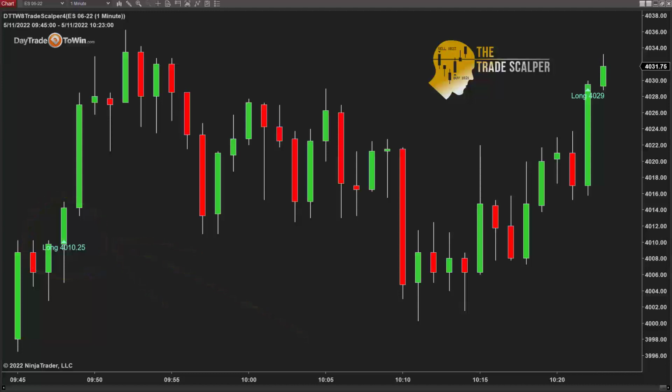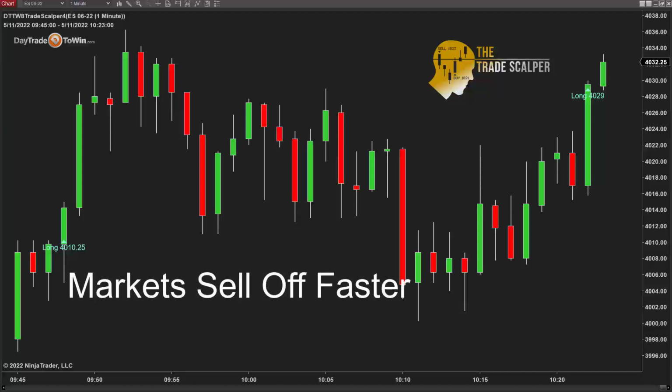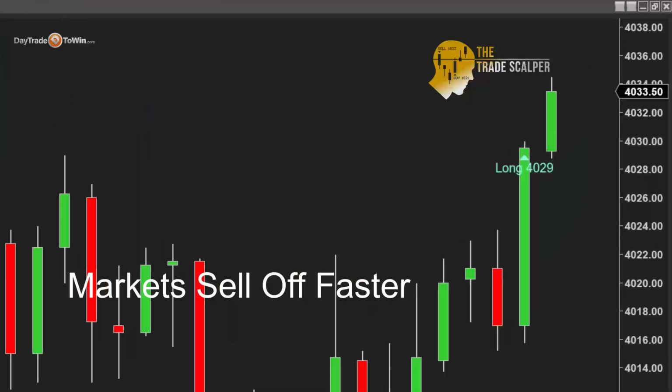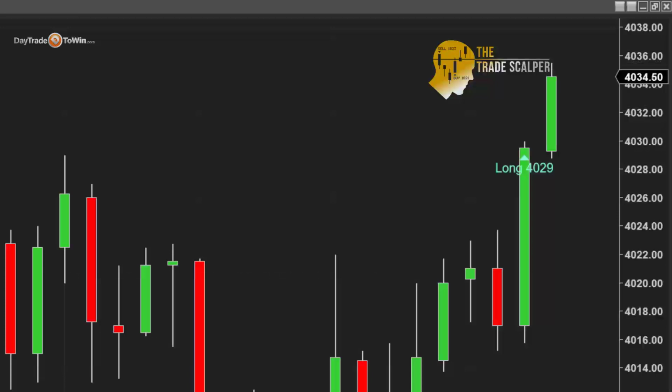One of the things that traders forget is that the markets typically go down faster in comparison to when they go up. So if you see a situation where there's a sell opportunity, usually it's much faster sell signal and it occurs in a rapid motion in comparison to a long signal.